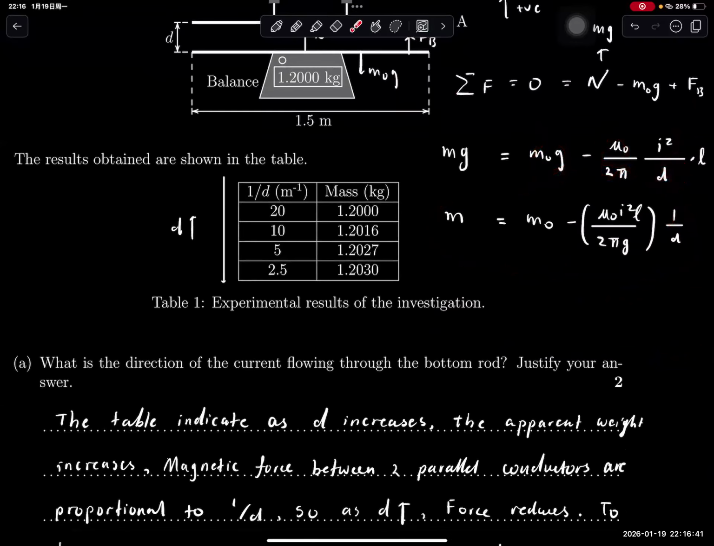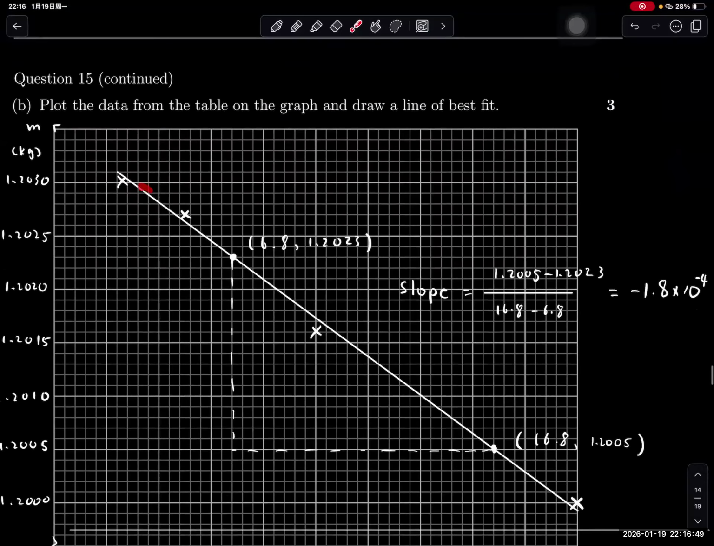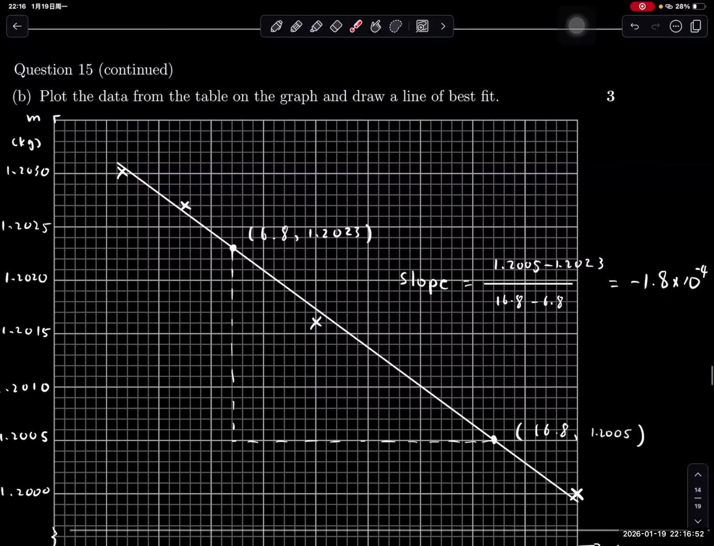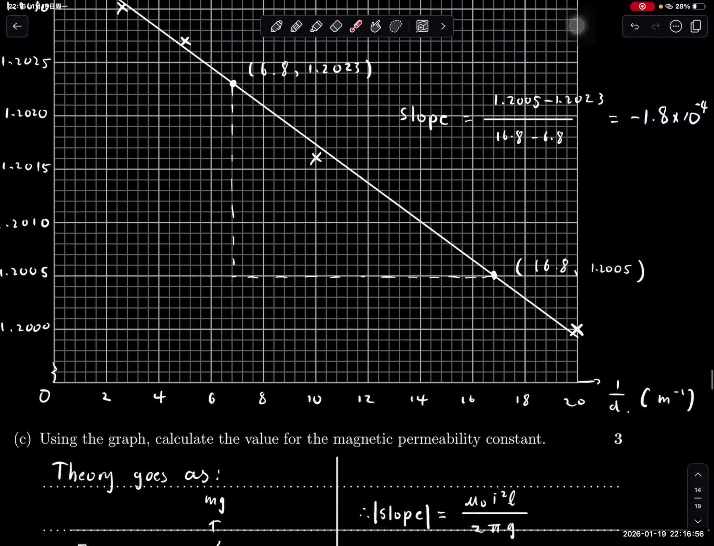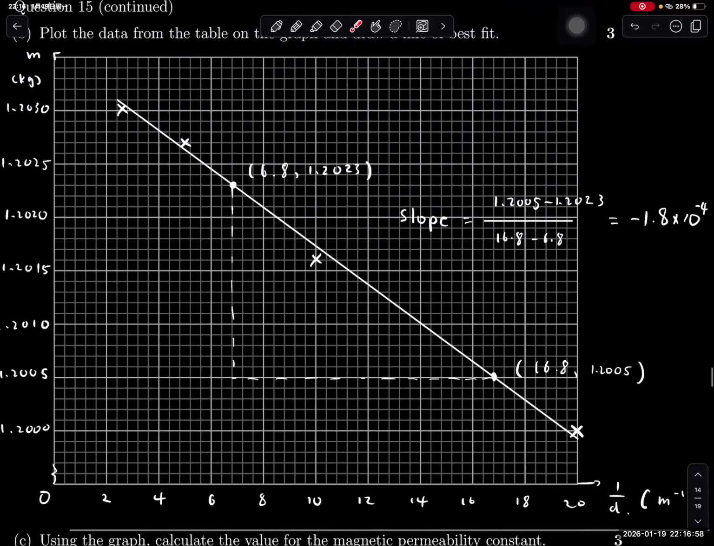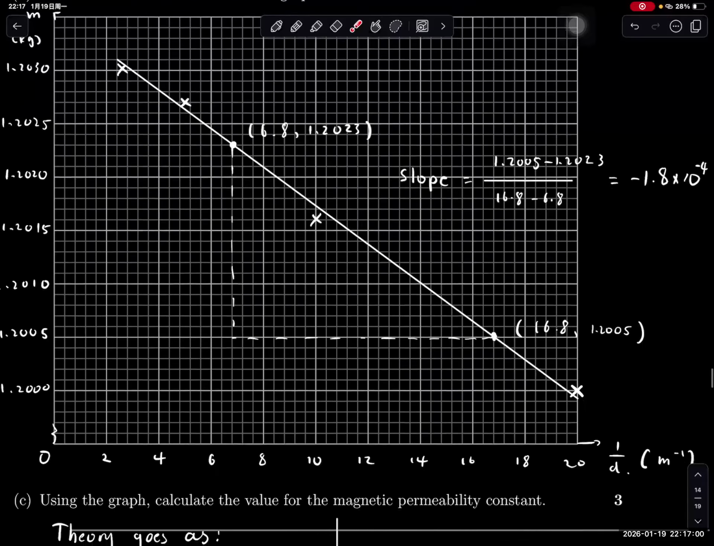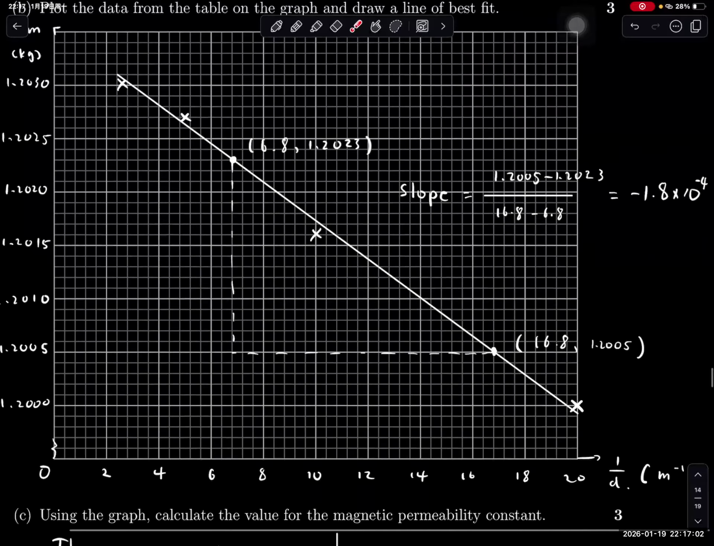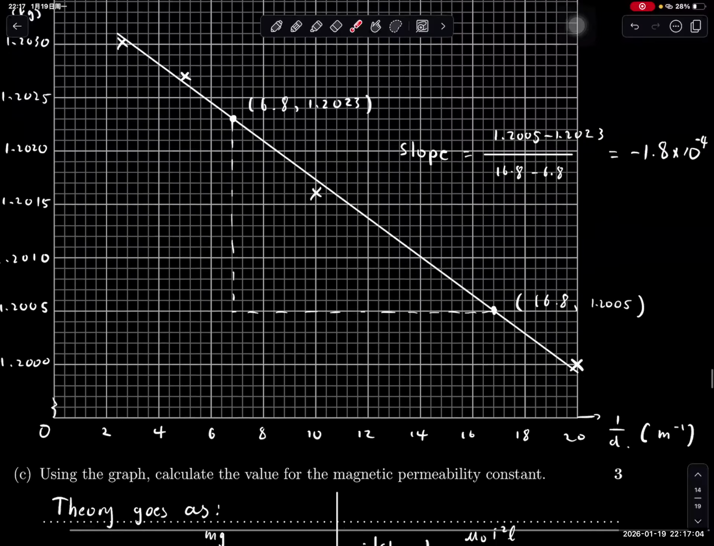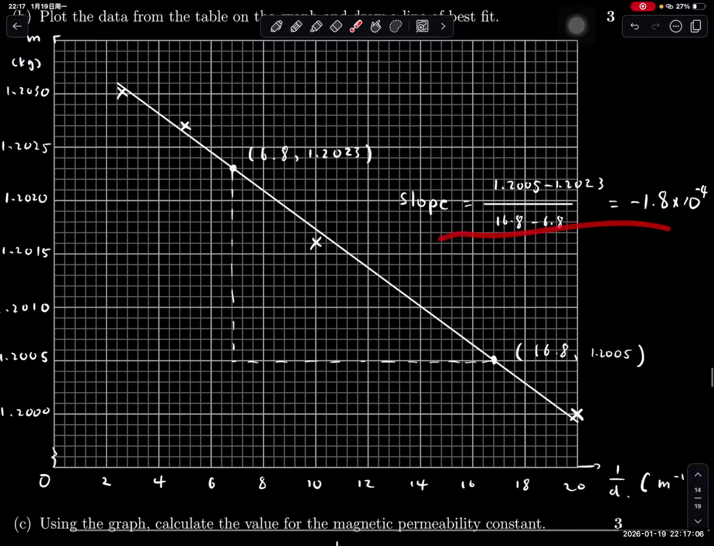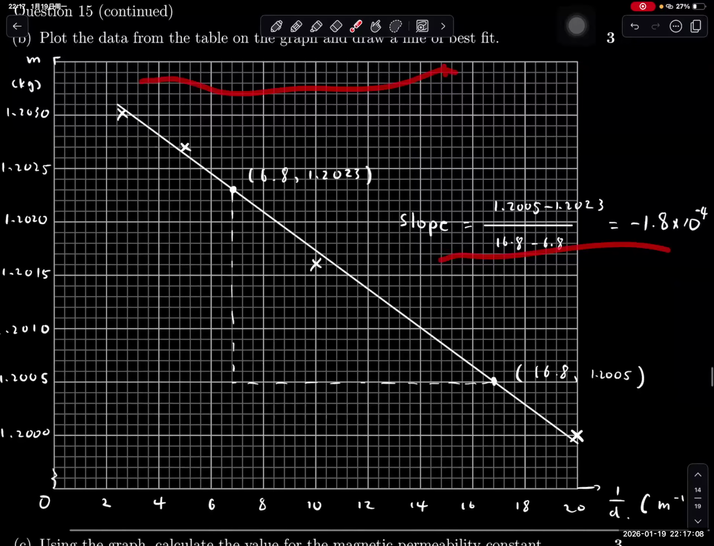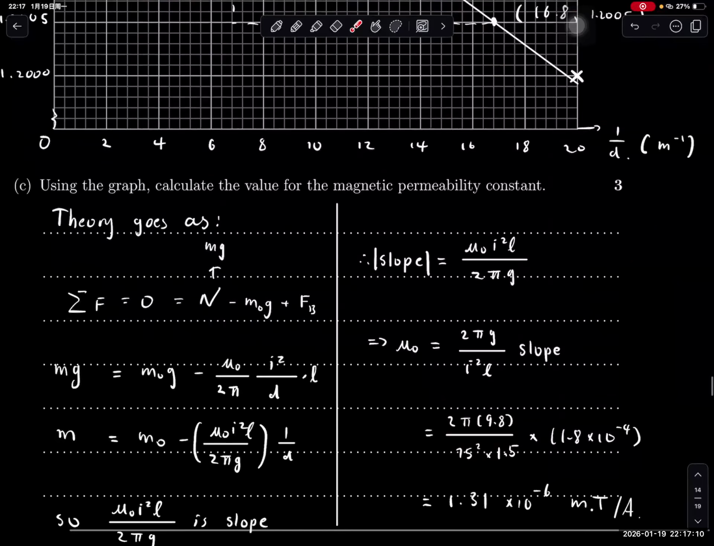So we have a y-intercept, which is the original mass. We have a negative gradient. As you plot the data points, it's expected to be a negative gradient, and we have a y-intercept somewhere. So there it is, that's our graph. If you plot all the data, you can calculate the slope, right? So plot the data from the table with the line of best fit and all that.